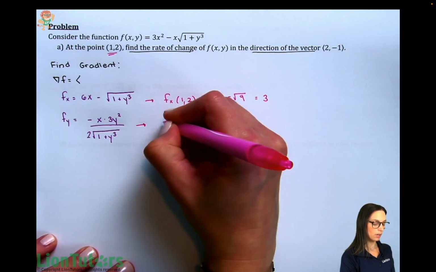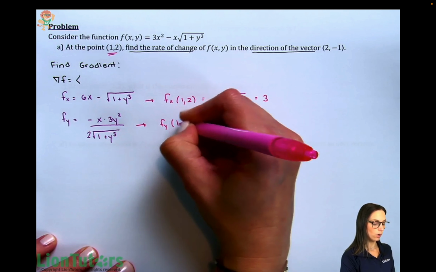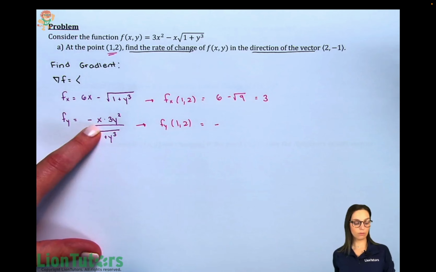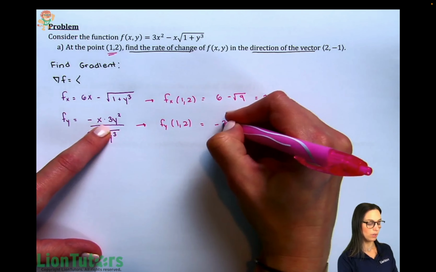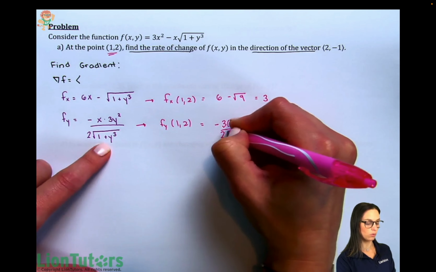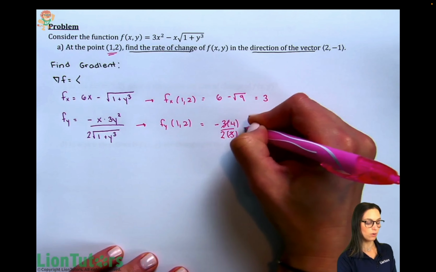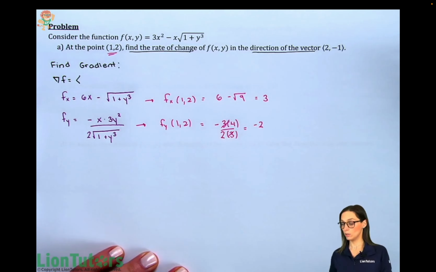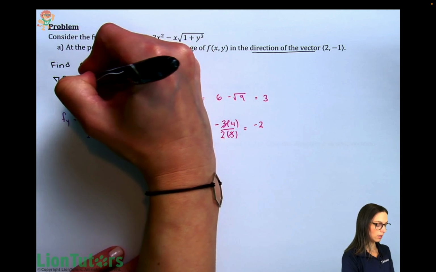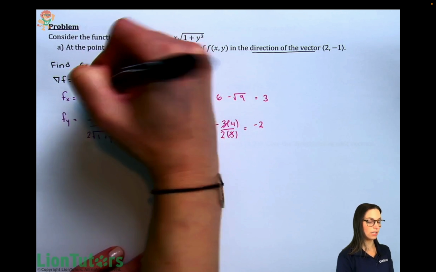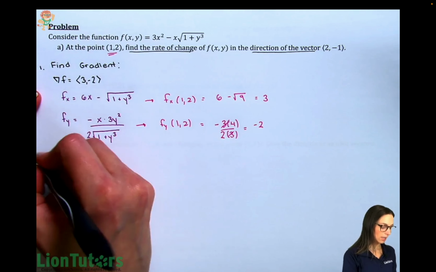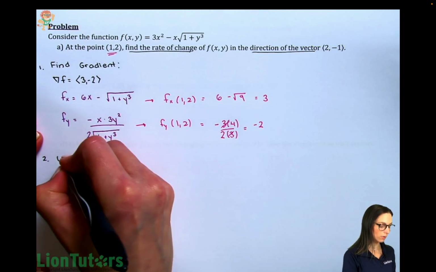And then if I plug (1, 2) into my fy, that's going to give me negative. Plugging in a 1 for x, that'll stay 1. That'll be 3. 2 squared is 4 over 2 times 3. So the 3's will cross out. Negative 4 over 2 is negative 2. So overall, my gradient is (3, negative 2). And that's my step 1 of this process. Step 1, find the gradient. Step 2, find the unit vector.